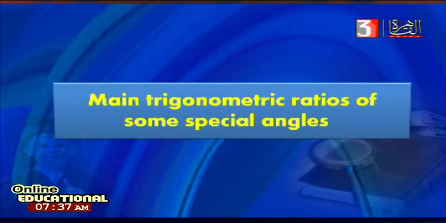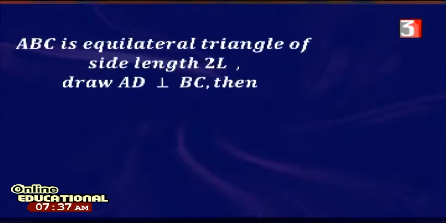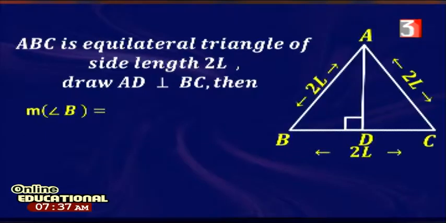The main trigonometric ratios of some special angles. Let us see if you have an equilateral triangle ABC of side length 2L, and we draw AD perpendicular on BC like that in the figure opposite to you. In an equilateral triangle, all its sides are equal, each of them is symbolized as 2L. And from the vertex A, we are going to drop a perpendicular AD on BC.